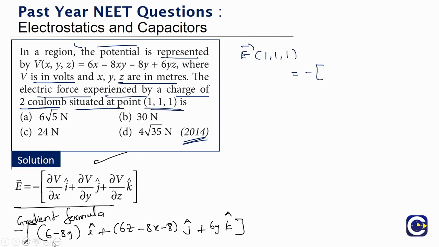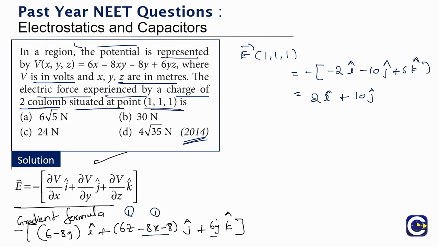Minus, 6 minus 8y, right? Y is 1. So 6 minus 8 is minus 2i. Here z is 1, x is also 1. So 6 minus 8 minus 8, this is minus 16. 6 minus 16 is minus 10. This is 6 into 1. So there is a minus outside, right? If you multiply inside, minus into minus is plus, minus into plus is minus. So this is our electric field function.